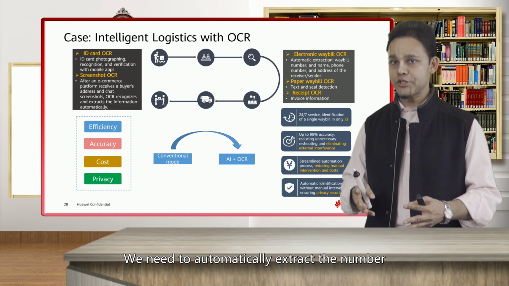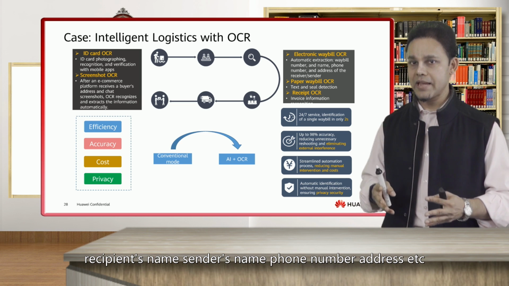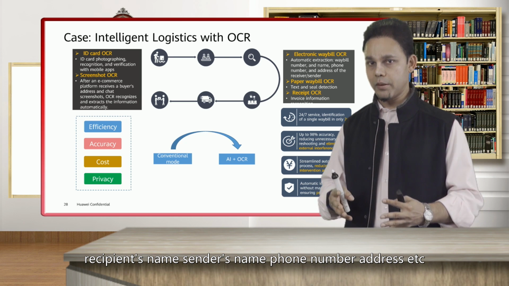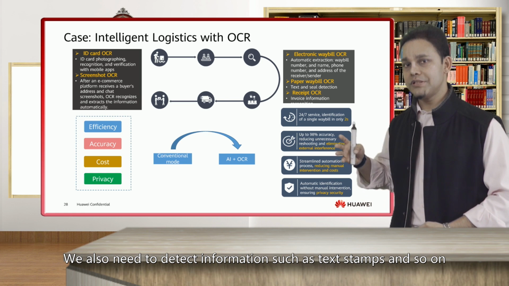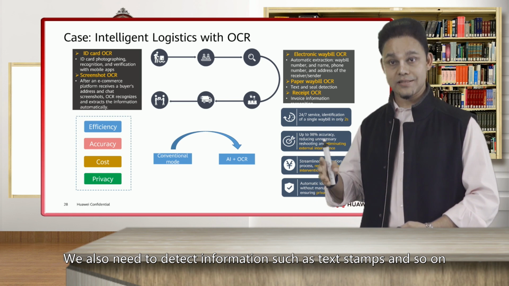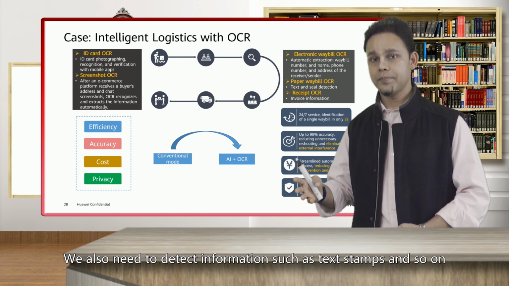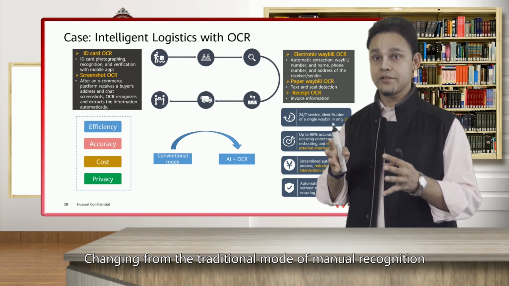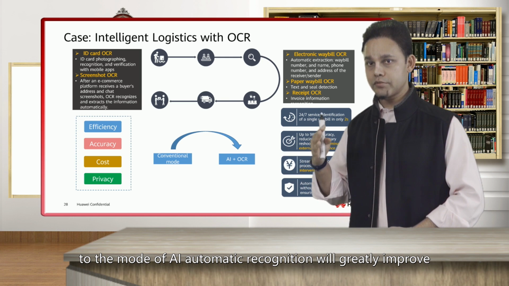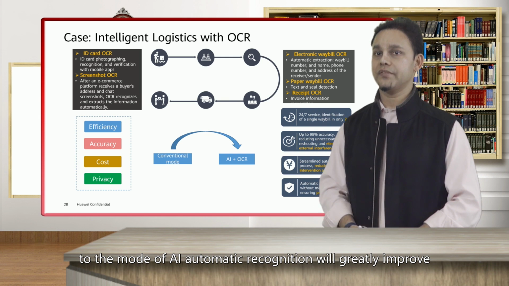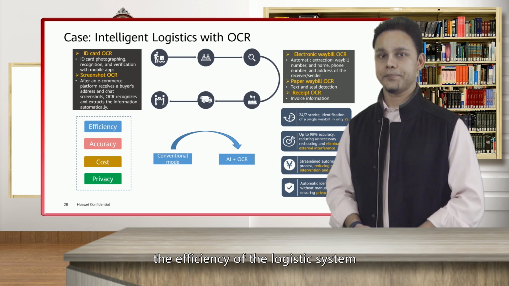We need to automatically extract the number, recipient's name, sender's name, phone number, address, etc. We also need to detect information such as text, stamps, and so on. Changing from the traditional mode of manual recognition to the mode of AI automatic recognition will greatly improve the efficiency of the logistics system.